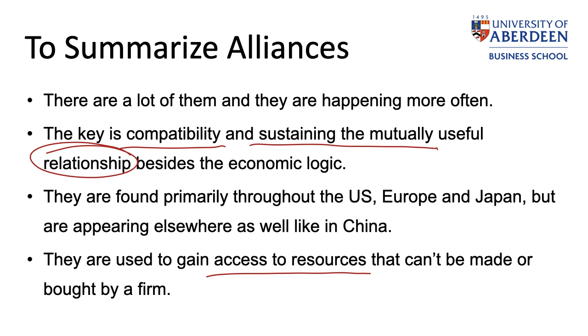In order to summarize alliances, there are a lot of them, and they're happening more and more. In your professional career, you're likely to take part in one or more strategic alliances. The key for the alliance to be successful is the compatibility between the parties and being able to sustain a mutually useful relationship, which has to go beyond the economic logic. Now, alliances are found primarily in the Western world and in the developed world, but they're developing more and more in other parts of the world. For example, if you want to enter the Chinese market and your company is not Chinese, then you have to access it through a joint venture with a Chinese company. In general, alliances are a way to access resources that cannot be made or bought by the firm.